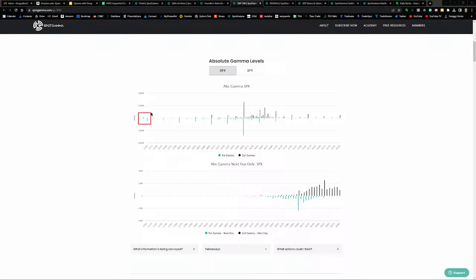And this is the zero line. Above this line is positive gamma or call gamma, shown with the black bars. And below the zero line is negative gamma or put gamma, shown with the teal bars. And this is showing that the 4,000 level is the absolute gamma strike, the key gamma strike.